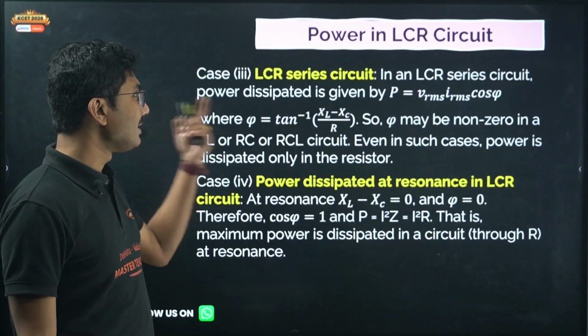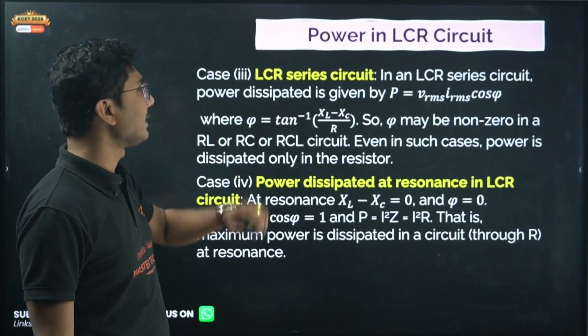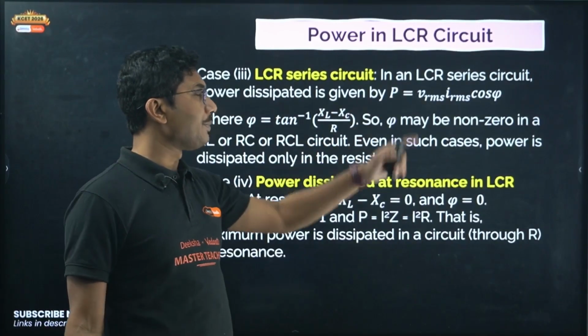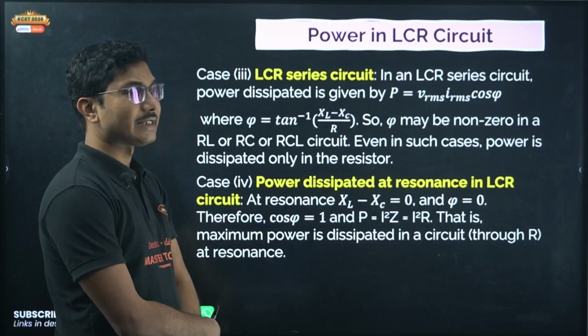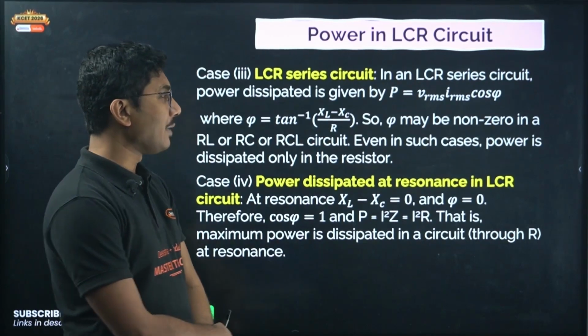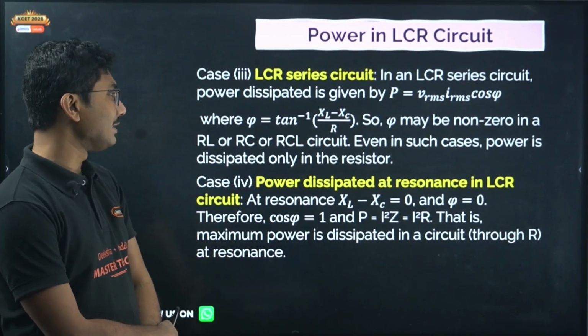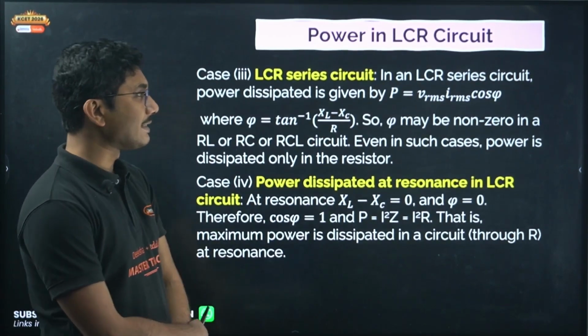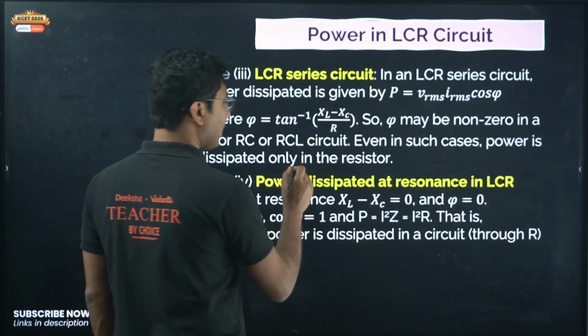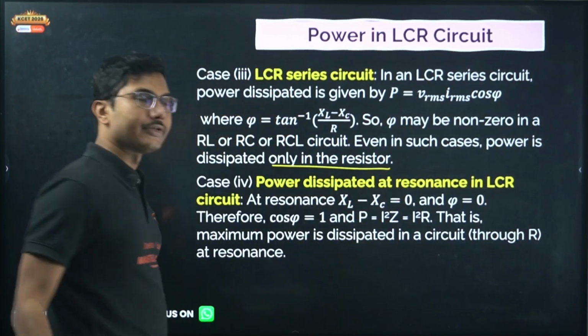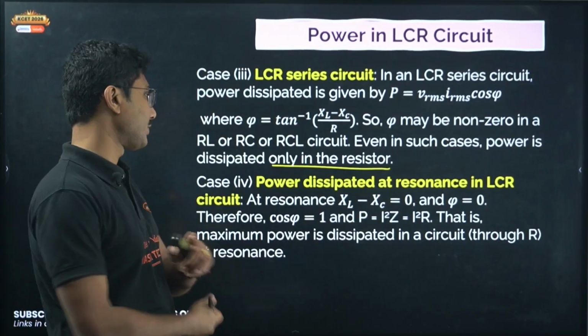Now in an LCR series circuit, the power dissipated is given by P is equal to Vrms Irms cos phi, where phi is equal to tan inverse of XL minus XC by R. So phi may be non-zero in RL, RC or RCL circuit. Even in such cases, power is dissipated only in the resistor. So in any condition, power is dissipated only in the resistor. Very important for MCQ questions.